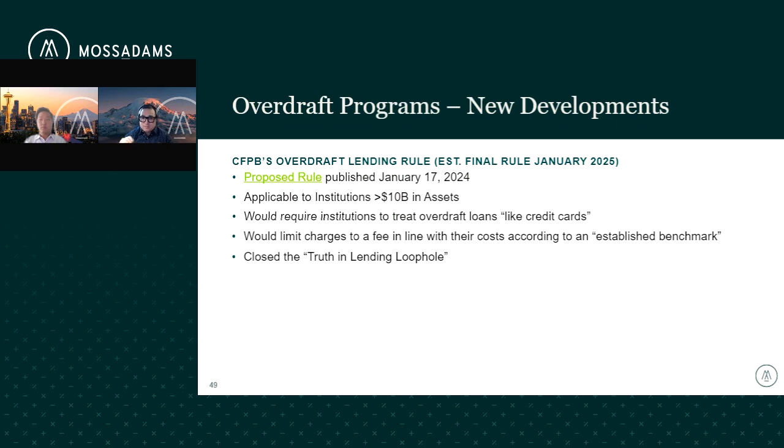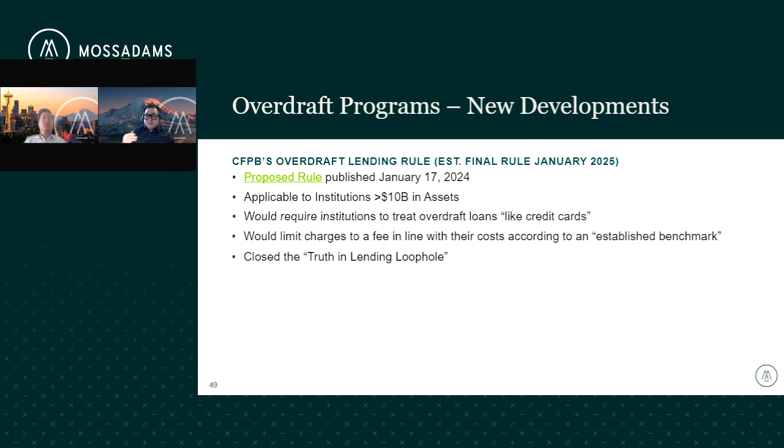And then just a couple of quick new developments. The CFPB's overdraft lending rule is estimated for the final rule to be published in January of 2025. Now, this rule was proposed in January of 2024 and would, as proposed, only be applicable to the larger institutions, those with more than $10 billion in assets. And it would require institutions to treat overdraft balances essentially like credit cards and limit charges to a fee in line with their cost according to an established benchmark.